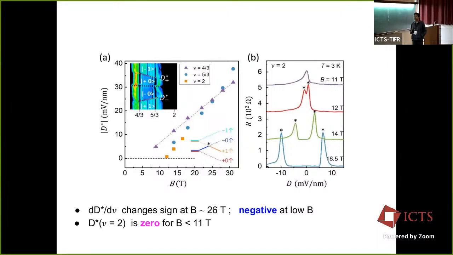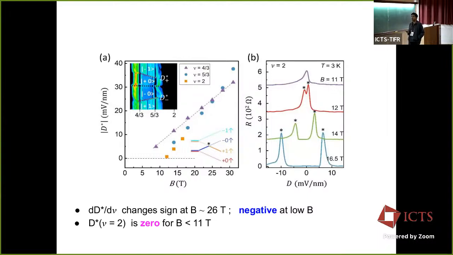If you look at the D star for nu equals 2, it shows some more features. For instance, there clearly are two peaks, a positive and negative, let's say at 14 or 15 Tesla. But as you reduce the magnetic field, the peaks come together and seem to merge at somewhere around 11 Tesla, which tells you that the critical field has crashed to 0. So now one can ask a question as to what is the nature of the nu equals 2 phase below, let's say, 11 Tesla.